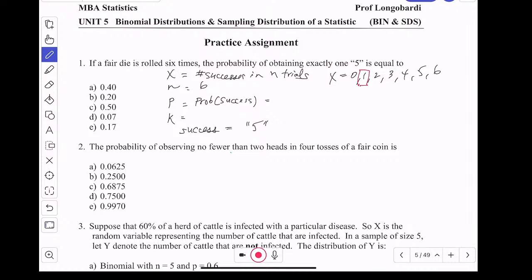The probability of a 5 is 1 out of 6. So each time I roll the die, the chance of seeing a 5 is 1/6. That's different than saying after you rolled all the dice, how many were 5s? That's the question about X. So overall, this is the chance of getting the success each try.